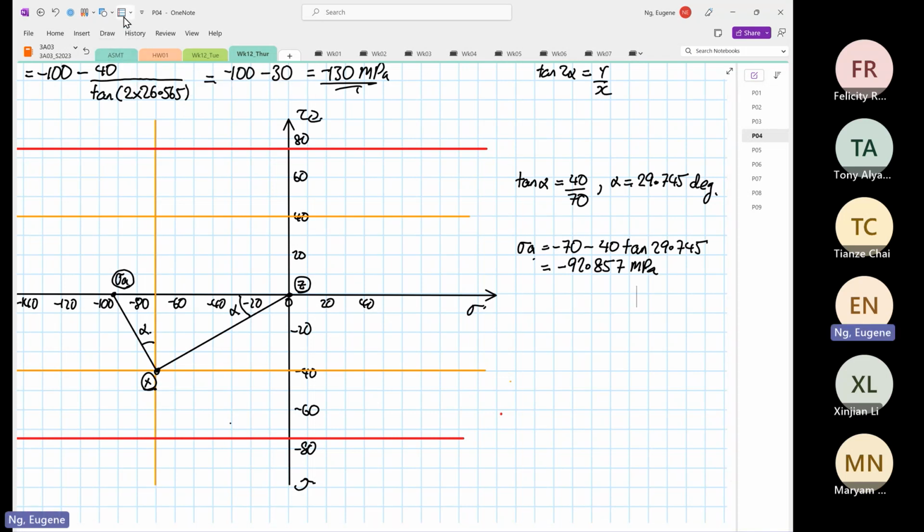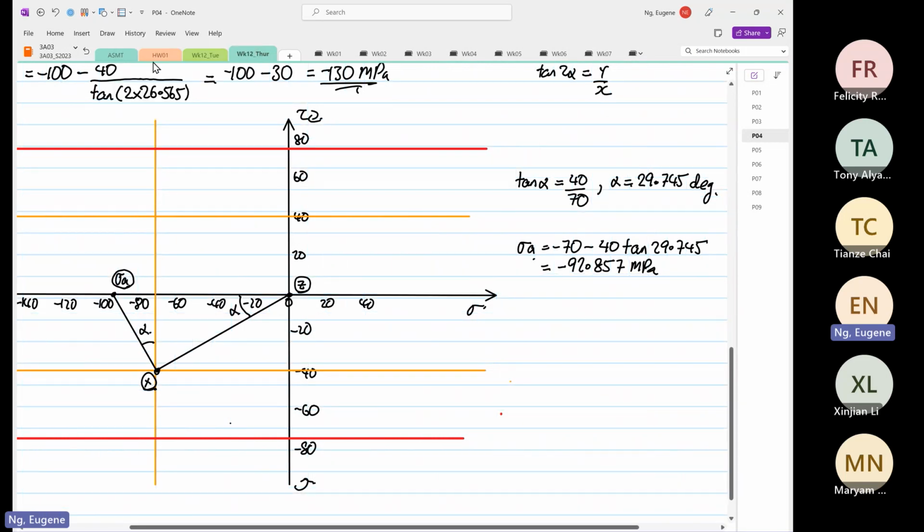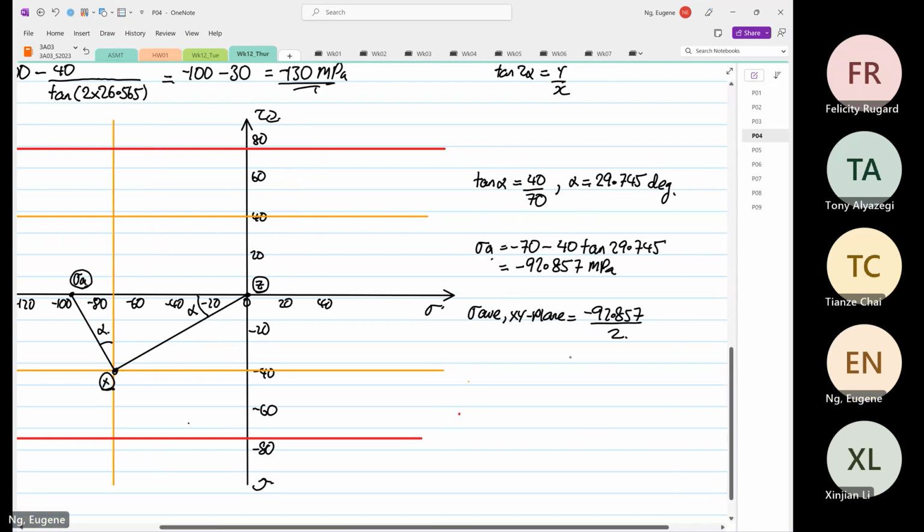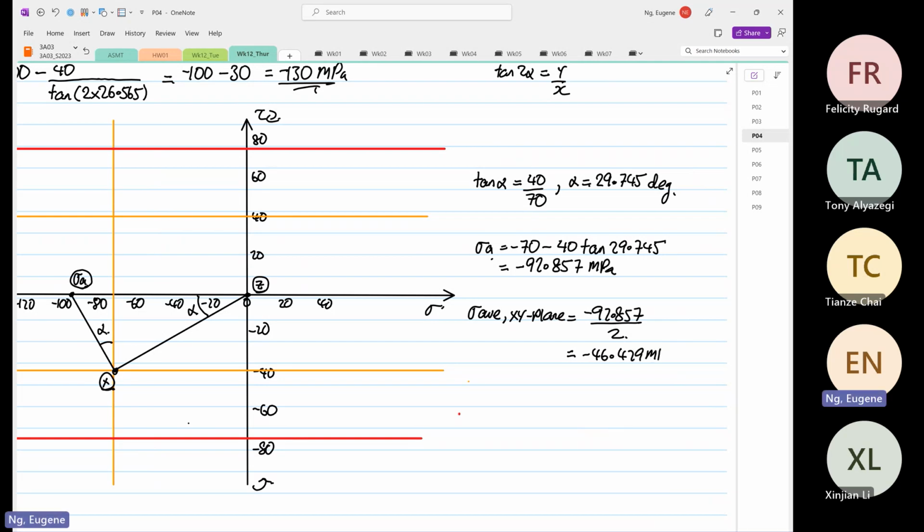Okay, then from here, you can calculate what is the stress average. Again, the same thing, right? So stress average for XY plane is equal to minus 92.857 divided by 2, because the other point is 0, right? So this is equal to 92.857 divided by 2, minus 46.429 megapascal. Okay, so now we know where the center is.